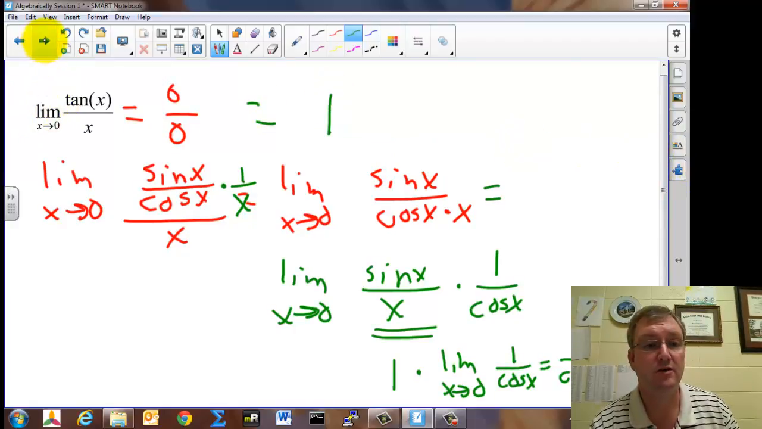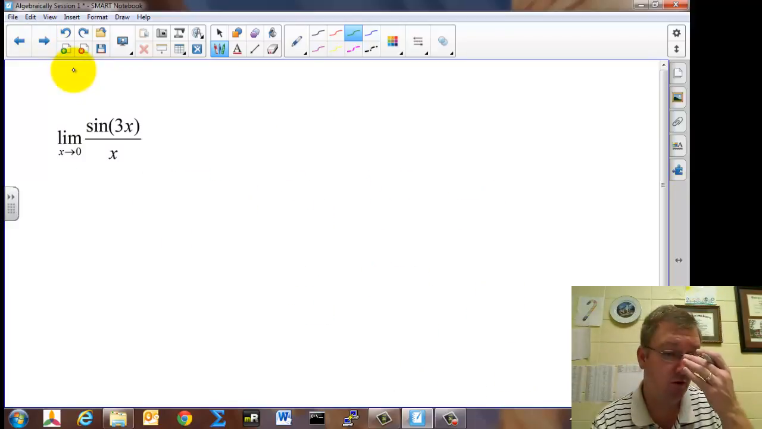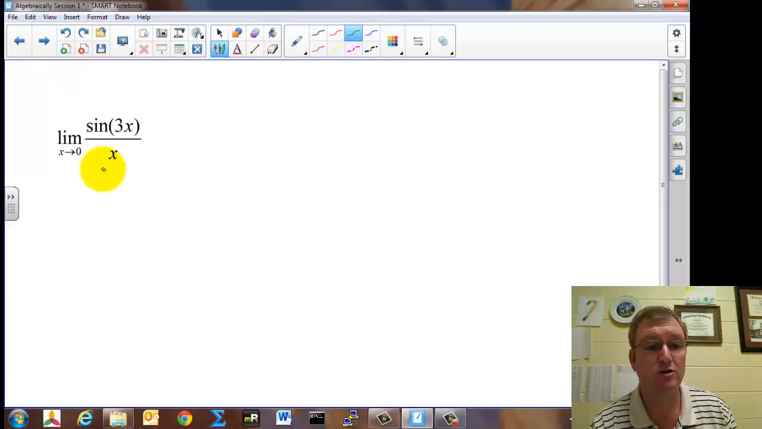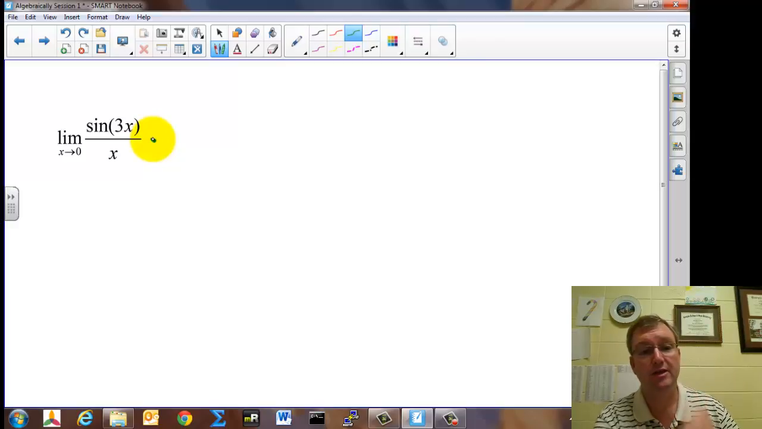Now let's look at another example. What about this? We've got the limit as x approaches 0 of the sine of 3x over x. If we put in 0, we get 0 over 0. So what can we do here? Well, if we look at it, these two things, the argument and the denominator, are almost the same thing. Remember, we said if we had the sine of 3x over 3x, then we could conclude that this limit was the number 1. Well, how can we introduce a 3 right here to make that happen?